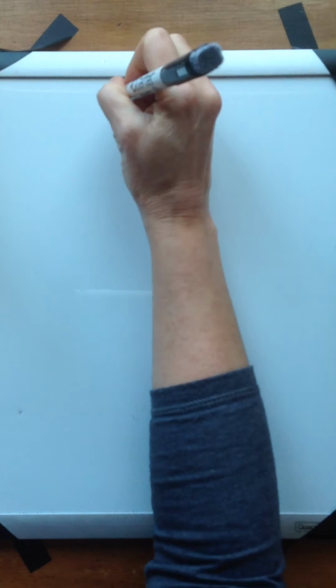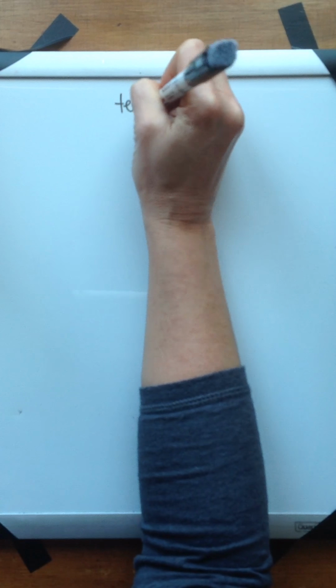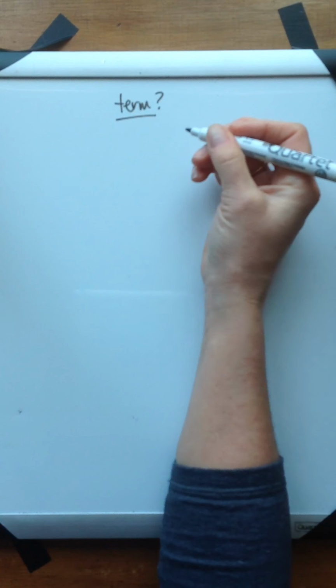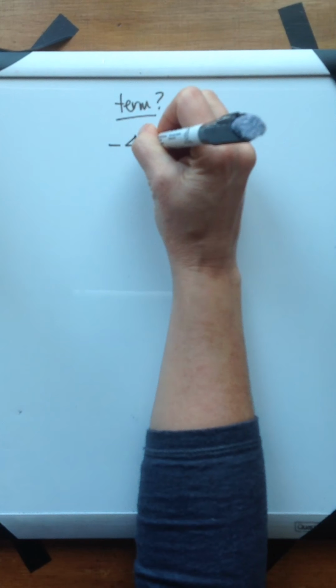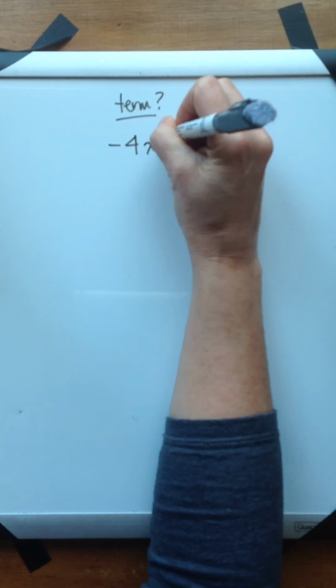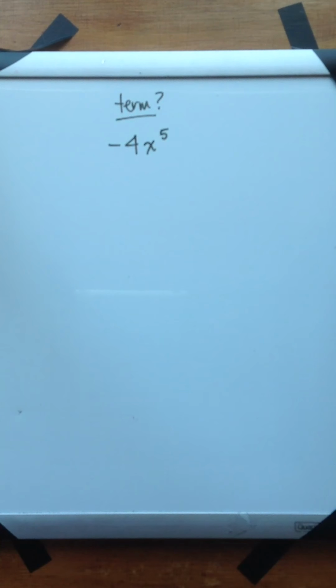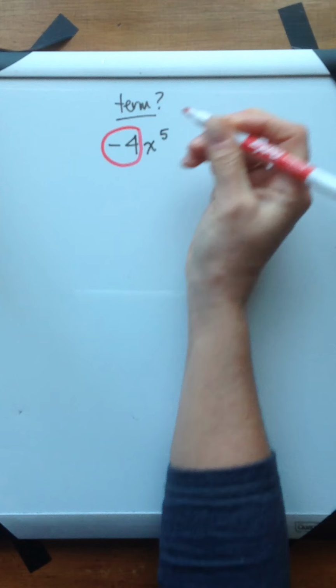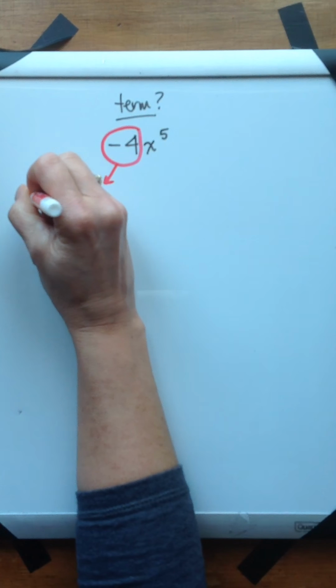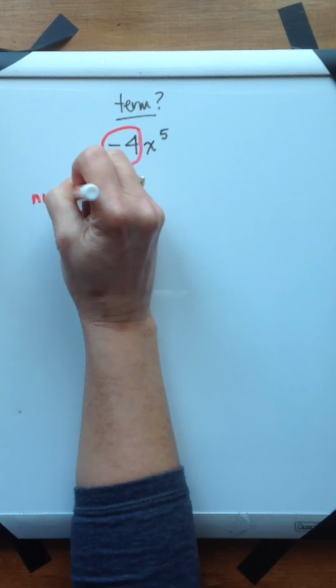So before we begin, we have to ask ourselves, in mathematics, what do we mean when we say the word term? So terms actually consist of 4 different parts, and I'm going to use the example of negative 4x to the 5th. I can take this part and I can divide it into the first 2 pieces right here, which are called the numerical coefficient.